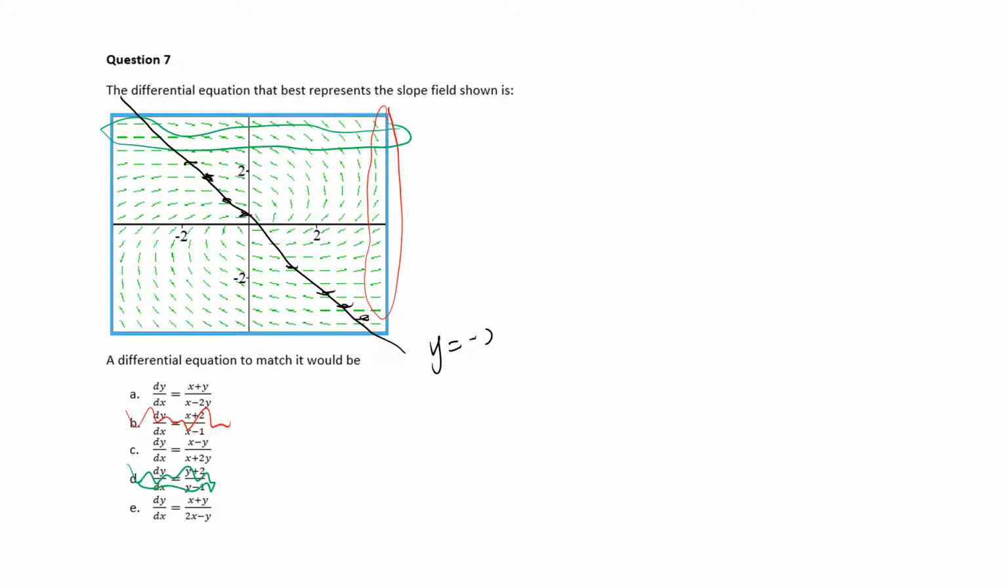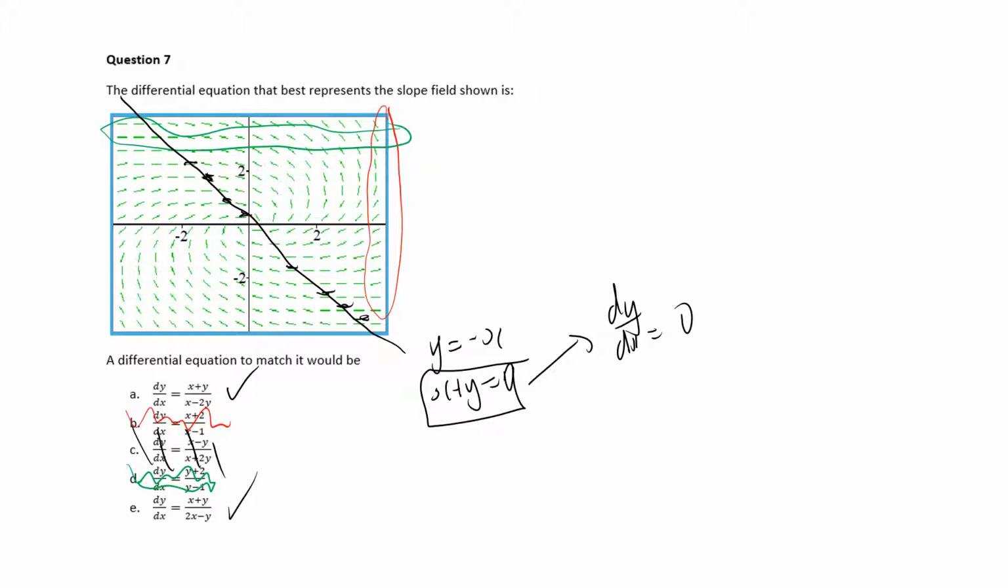y equals minus x, or in other words, x plus y equals 0. So we're looking for that as a driver of dy/dx equal to 0. So we're looking for an x plus y appearing in the numerator of the function. So it could be A, could be E, but it's certainly not option C.